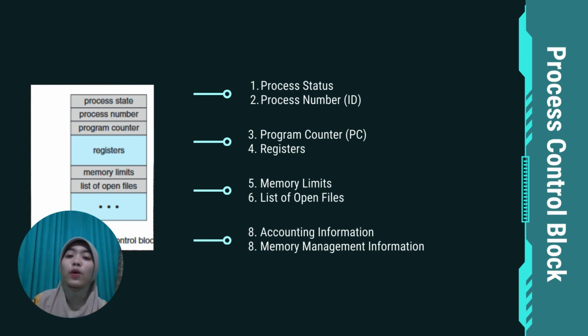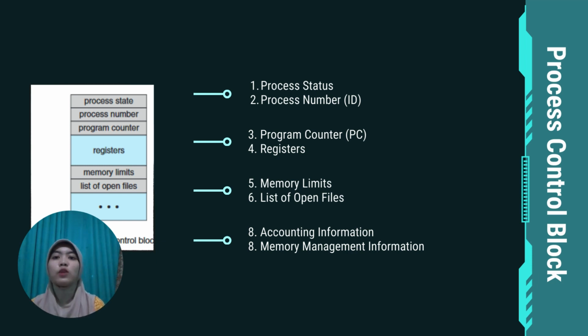The second is the process number or ID. Each process is assigned a unique identifier known as the process ID. This helps in identifying and managing processes. For instance, a process with ID 1001 may correspond to a web server process.